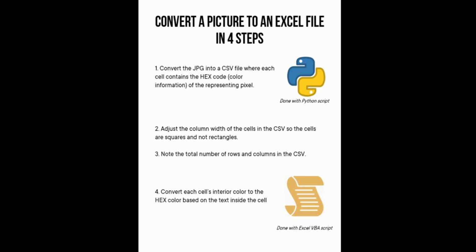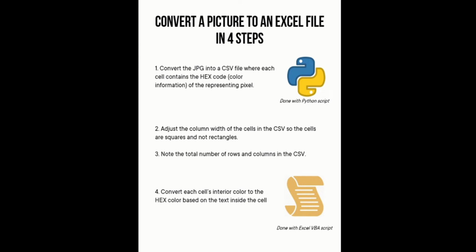And then it took that picture and broke it down into individual pixels. Then it extracted the color information in each pixel, and then it exported that information into a CSV file. So the Python script takes in a JPEG as the input, and it brings out a CSV file as the output, and the CSV file represents the JPEG, but as a range of data cells containing hex codes of the pixels in the JPEG. And then the next thing I did was to adjust the column width of the cells in the CSV so that the cells are squares and not rectangles.